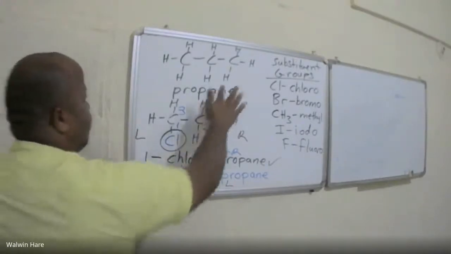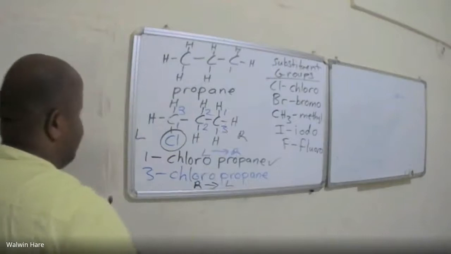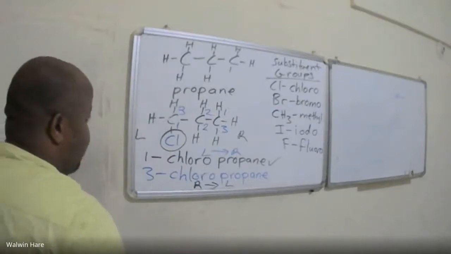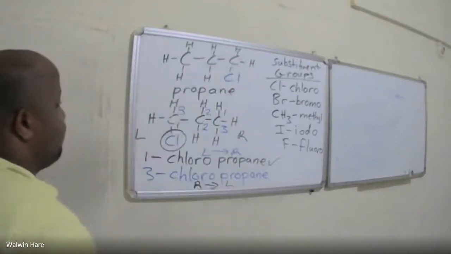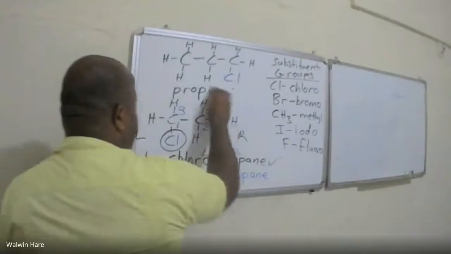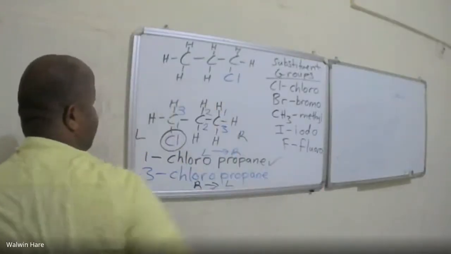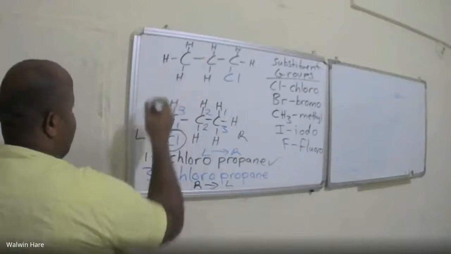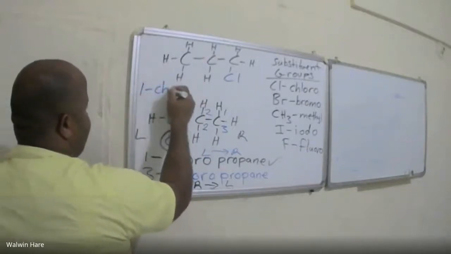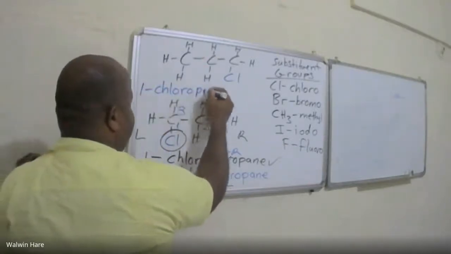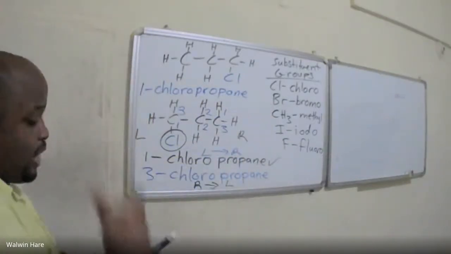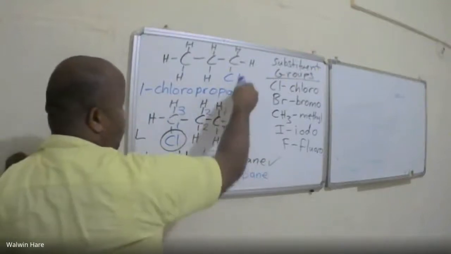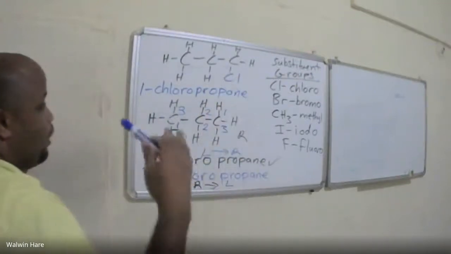Now, just to make the point very, very clear, what would be the name of this compound? 1-chloropropane. That is correct. So this up here, it is still 1-chloropropane, because you always start counting from the end that gives this group the lowest number.